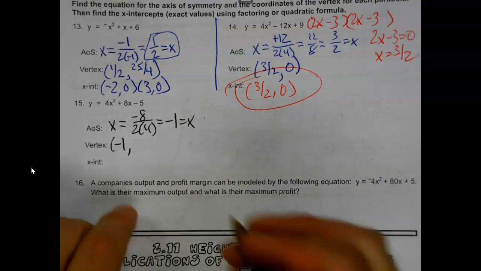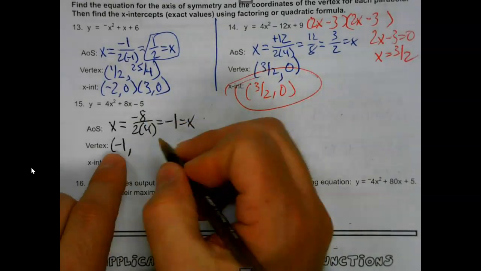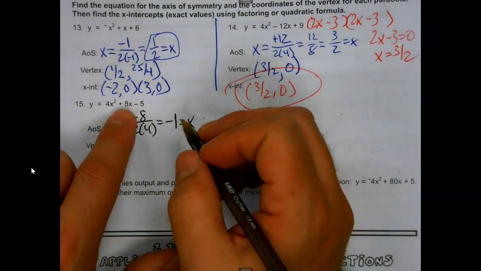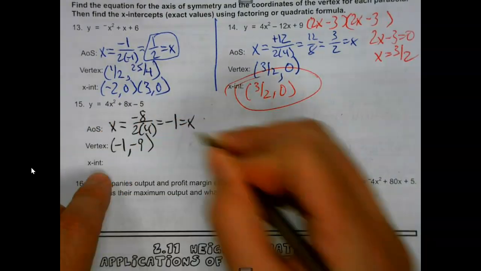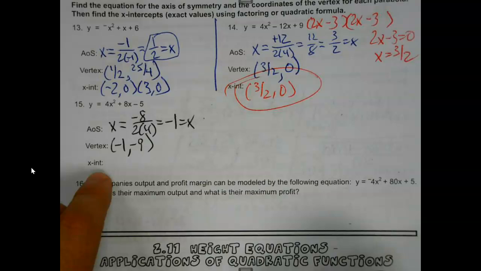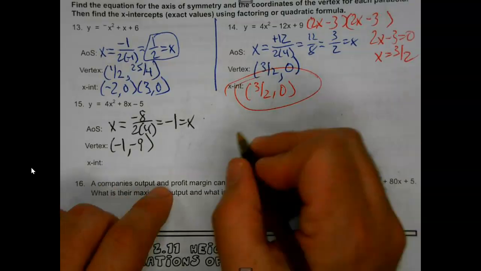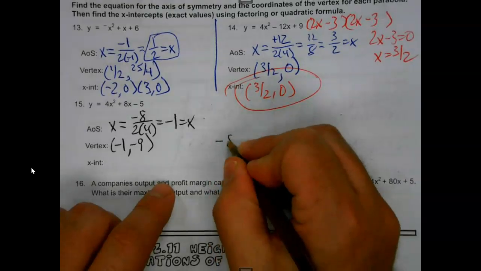Okay, all right. So, -1, let's see. So that'll be 4 minus 8 is -4 minus 5 is -9. What's my x-intercept going to be? Can I factor this? 2, 5, 2, 5. I cannot factor this. Quadratic formula, here I come.